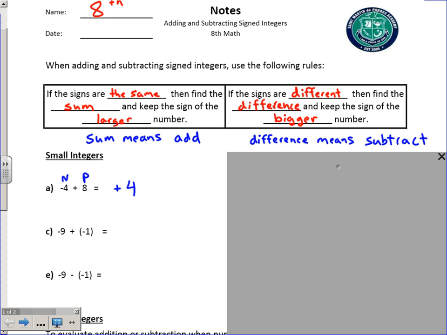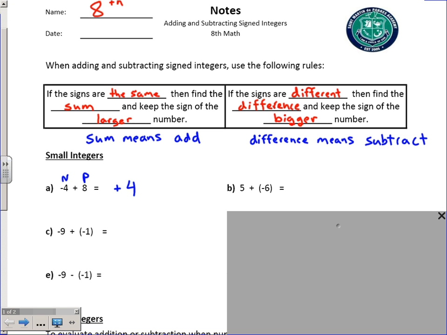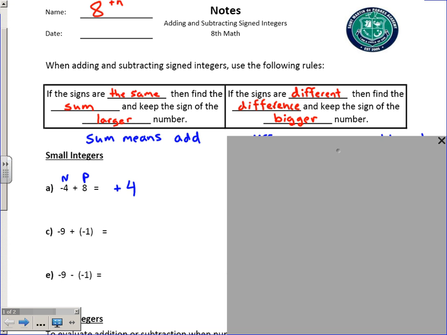All right, let's try our second one. The 5 is positive. The 6 is negative. If you don't understand why, look at the table below. And different signs, we again find the difference. And we get the sign of the bigger number, which was the 6. It's negative, so -1.